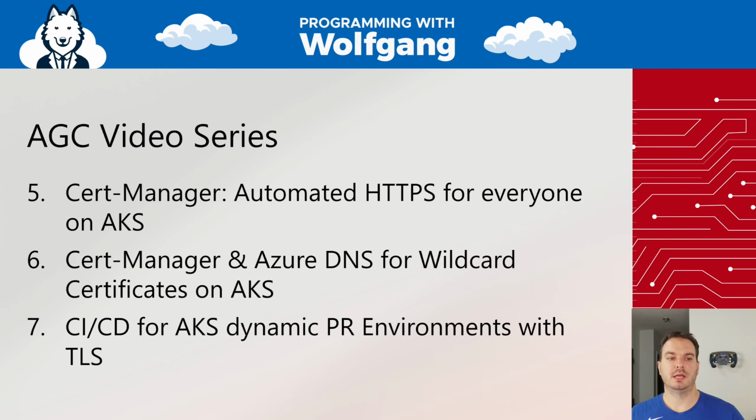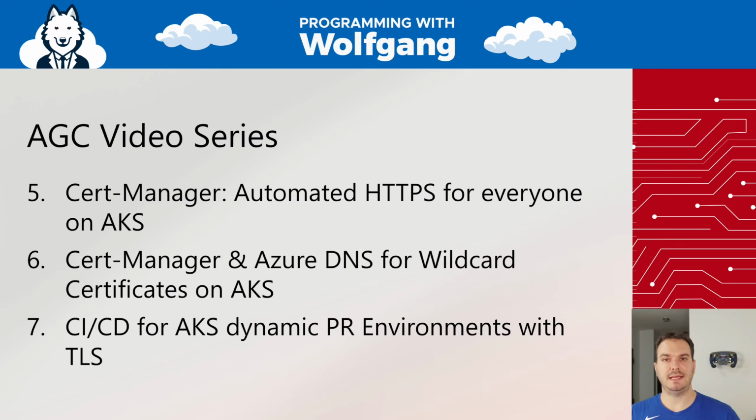Then the third video is going to be a combination of everything we have configured before. So I'm going to show you how we can create a pull request deployment. This means I develop a new feature, create a pull request, and during that pull request, I create a complete new environment. This means a new namespace with all the dependencies. I deploy my application there.